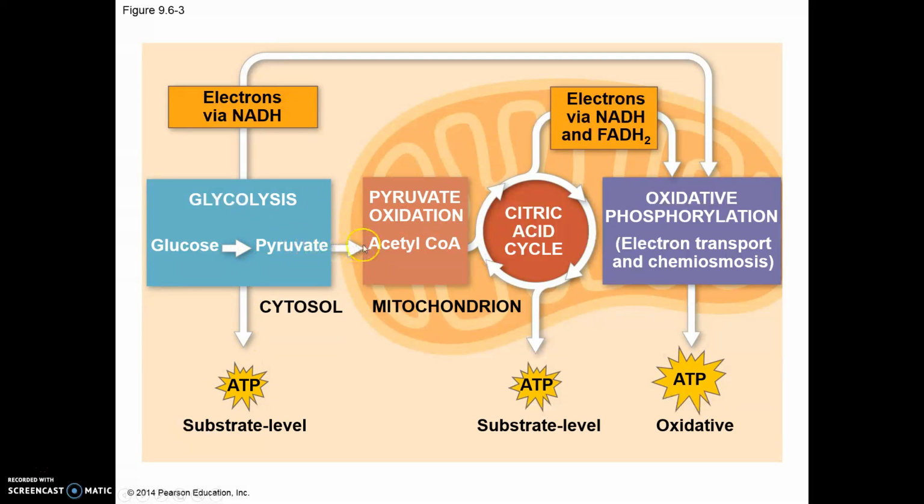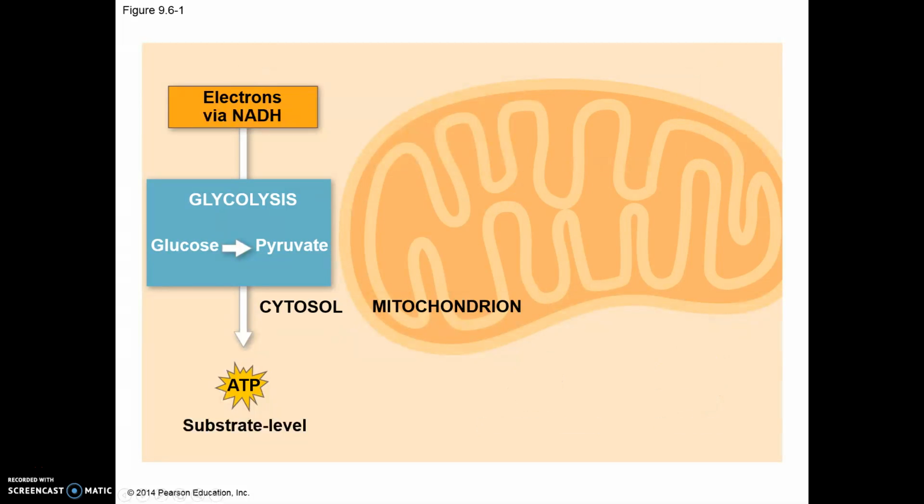Here we take that pyruvate, turn it into acetyl-CoA, that goes into the citric acid cycle. There we get more electrons, and we also get a little bit more ATP. Ultimately, all those electrons get put into the electron transport chain, and that produces most of our ATP. So let's start off here looking at glycolysis.